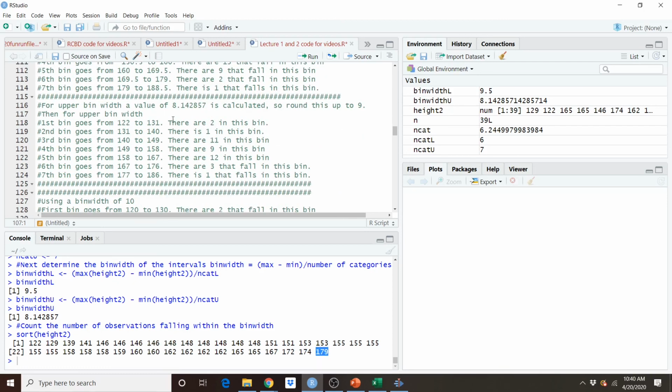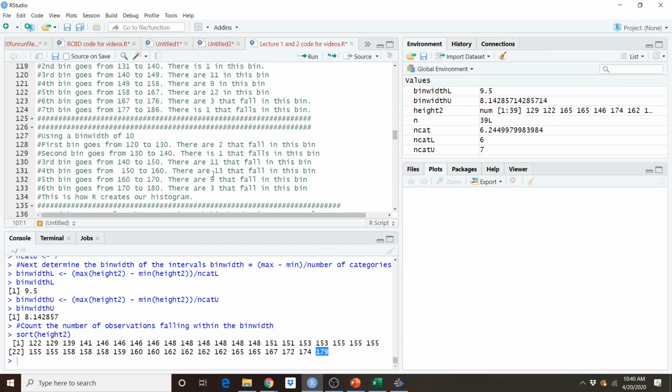Well, suppose instead I take my bin width of 8.14, that was using our upper rounding for our number. I round this to 9, and now I have 2 units in my first bin. I go from 122 to 131, and then 131 to 140, there's 1. 140 to 149, there are 11. 149 to 158, there are 9. 158 to 167, there are 12. 167 to 176, there are 3, and 177 to 186, there is 1.